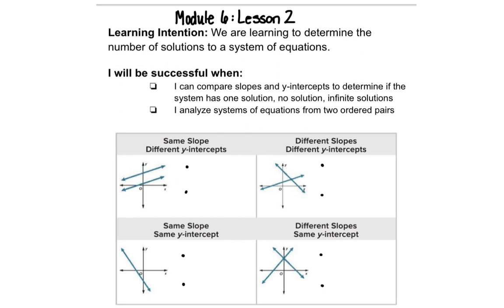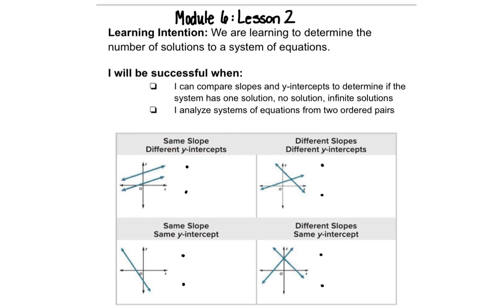Before we get into the problems from the book, we're just going to take a minute to update this notes page. You should already have this glued into your notebook, but we're going to add to it what we figured out yesterday in class related to what the graphs of systems of equations look like. Yesterday we saw ones that looked like this, where we saw same slope and different y-intercepts, right?